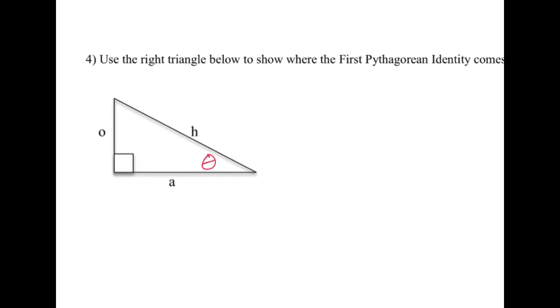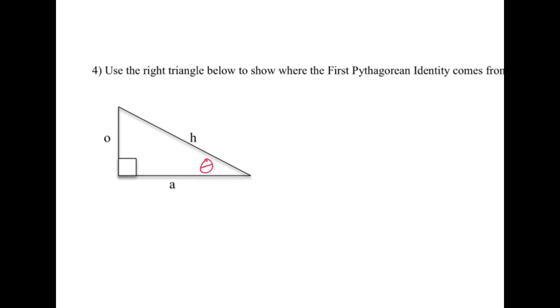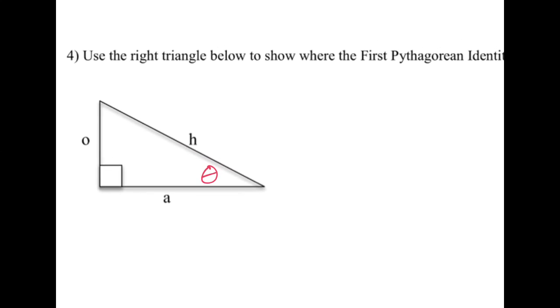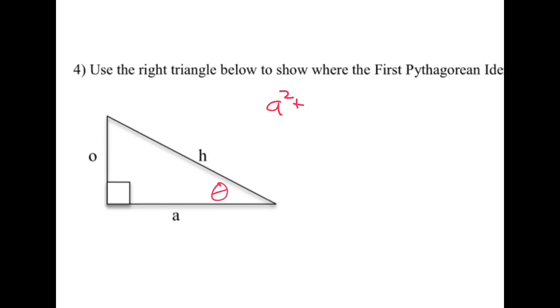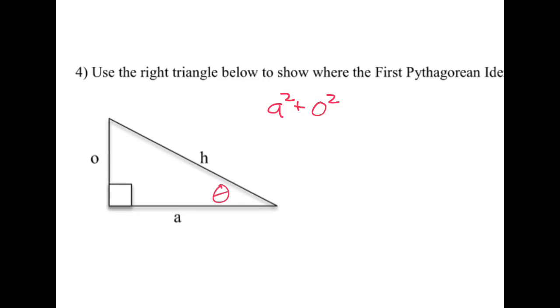Okay, so it's called the Pythagorean identity because it comes from the Pythagorean theorem. The Pythagorean theorem says leg squared plus leg squared equals hypotenuse squared. So with how we've labeled this right triangle, like we typically use it in trigonometry, we can say that a squared plus o squared equals h squared.